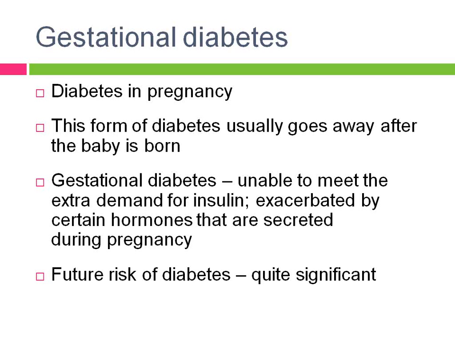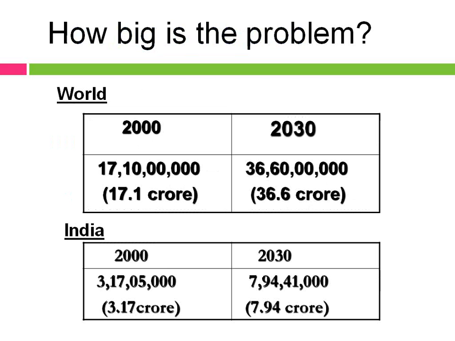Gestational diabetes, as we saw, is diabetes in pregnancy, and usually goes away after the baby is born. It's a stressful period for women where there is an extra demand placed on the body for insulin. Some women are able to meet this extra demand for insulin, some women are not, and hence they develop this diabetes during that time period. But it's a testing time that shows that under stressful situations, these women can develop diabetes in the future. So they are at a higher risk of diabetes.